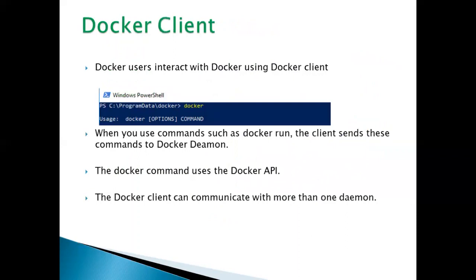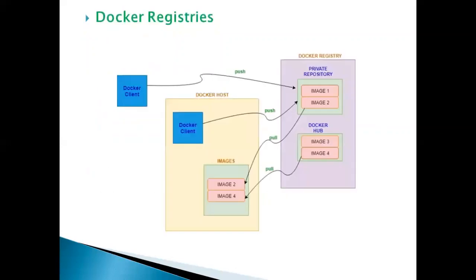What is Docker client? The Docker client is the mostly used tool to interact with Docker. When you use commands like docker run, the client sends this command to the Docker daemon running in our host machine. The Docker command uses the Docker client libraries to interact with the Docker daemon. It communicates to Docker daemon using the Docker Engine REST API.